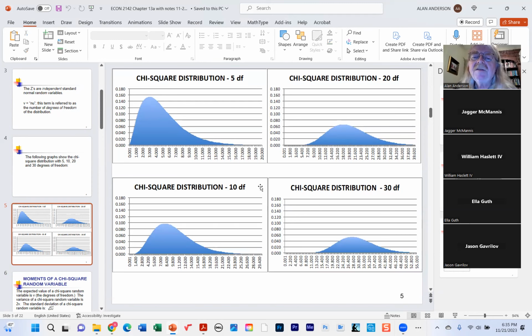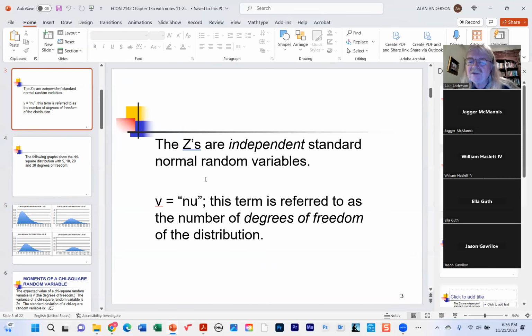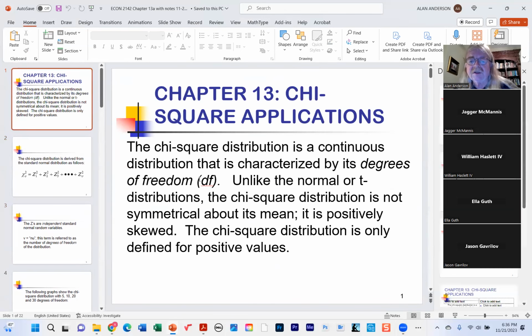With 30 degrees of freedom, it starts to look a lot more like the normal distribution that we're used to. But in none of these cases will you see any negative numbers. This distribution is only defined for positive numbers. And that is one of the most important differences between chi-square and the t and the standard normal. Also, like the t distribution, it is characterized by degrees of freedom, but it is not symmetrical. So it has a lot of useful applications, and we save it for certain specialized cases, like the ones we'll be looking at tonight.